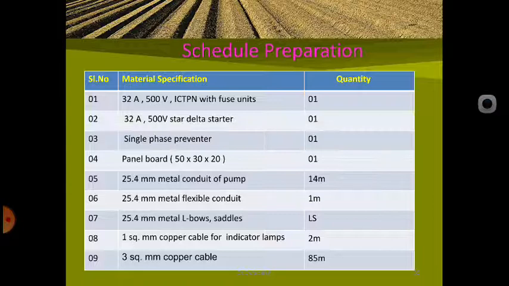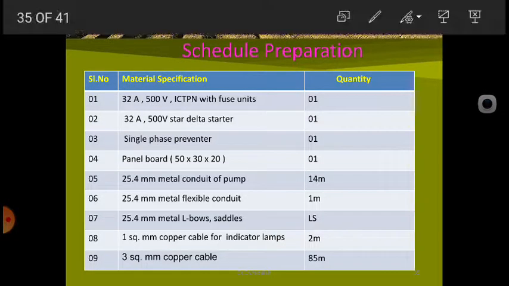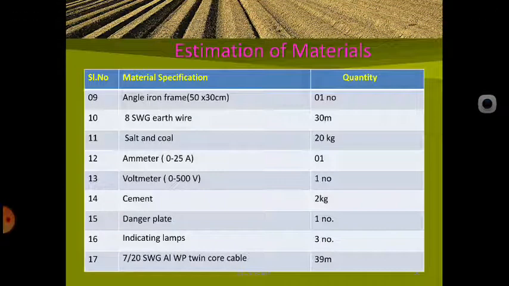Similarly, what we have learned previously, the same length we are going to calculate here. These are the materials which are required: danger plate, indicating lamps, cement and salt and coal for the earthing purpose, and service wire 39 meters. All that we have calculated we placed in a table.